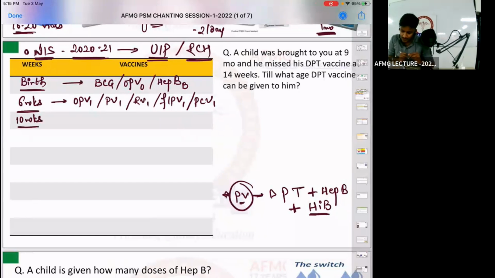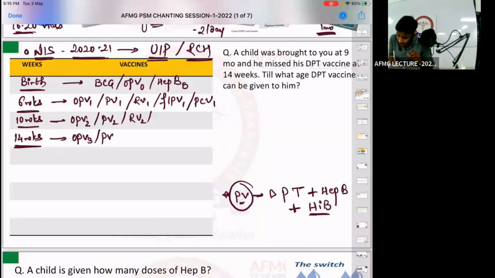Next vaccination would be done at 10 weeks. And which vaccines are given at 10 weeks? OPV, second dose. Pentavalent, second dose. Rotavirus, second dose. And then we don't give fractionated IPV or pneumococcal conjugate vaccine at 10 weeks. We skip both these vaccines at 10 weeks. Then would be at 14 weeks. Here we will give OPV ka third dose, pentavalent ka third dose, rotavirus ka third dose, fractionated IPV ka second dose, and pneumococcal conjugate vaccine ka second dose.